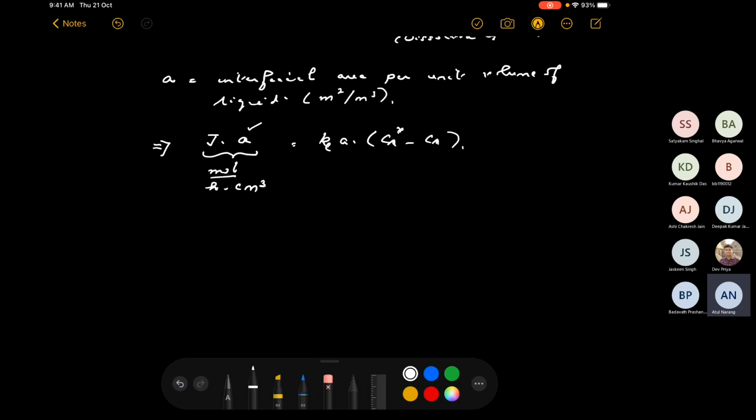So let's start with the first, which is what is called the film theory for the mass transfer coefficient KL. Or I should not say mass transfer coefficient, for oxygen transfer, for gas liquid mass transfer.